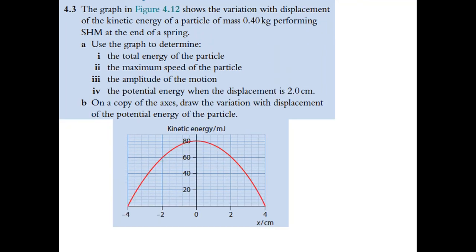B. On a copy of the axis, draw the variation with displacement of the potential energy of the particle. The total energy equals 80 and the graph is going to be an inverted parabola like this. Crossing point has to be 40. When the kinetic energy is 40 millijoule and the potential energy is 40 millijoule, 40 plus 40 gives us 80, the total energy.